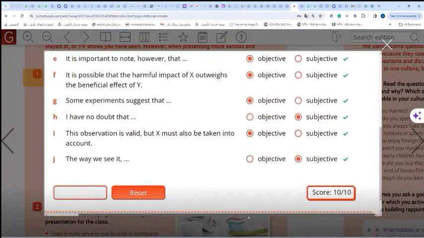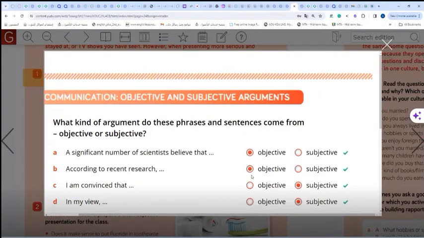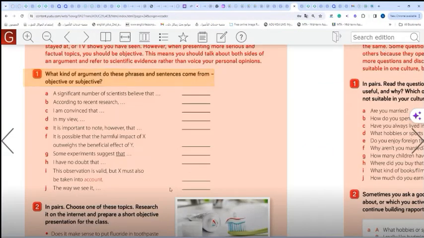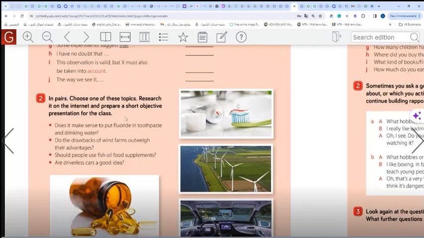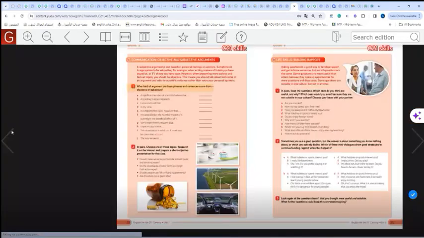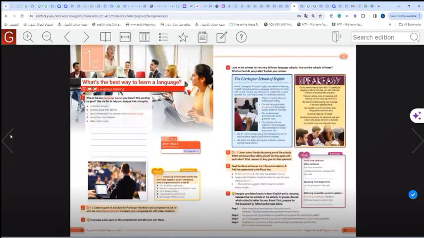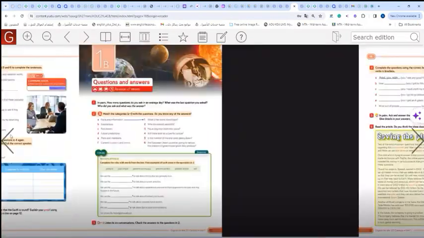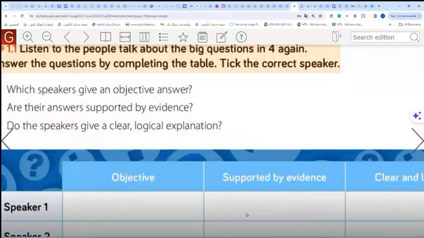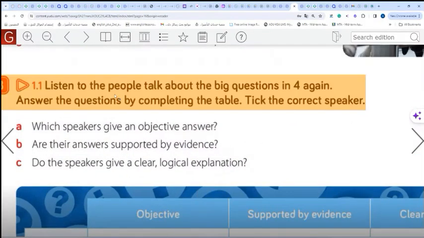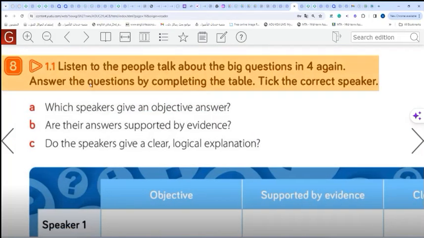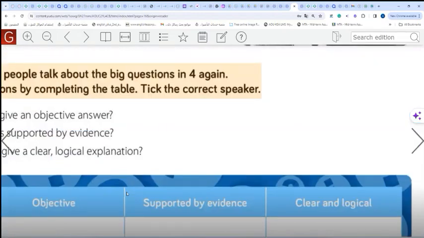So, dear students, I hope that you could understand the difference between objective and subjective arguments. Now, dear students, let's go to another exercise. Let's go back. I'm sorry. Now, dear students, listen to the people talk about the big questions in exercise 4. Again, answer the questions by completing the table here. Pick the correct speaker.